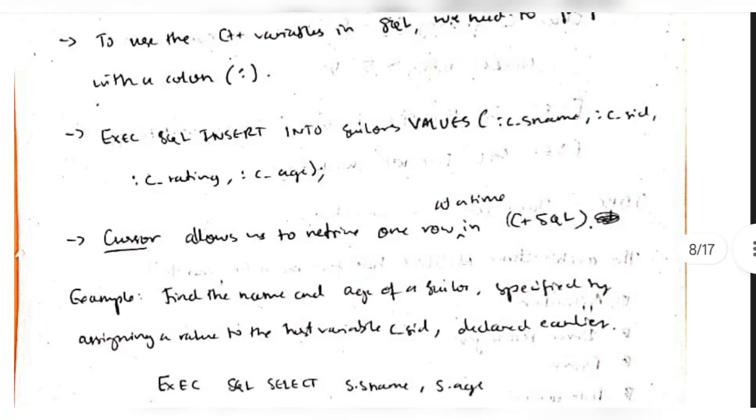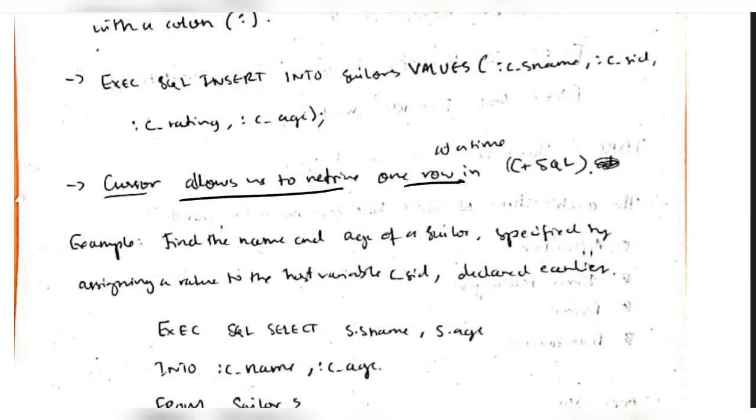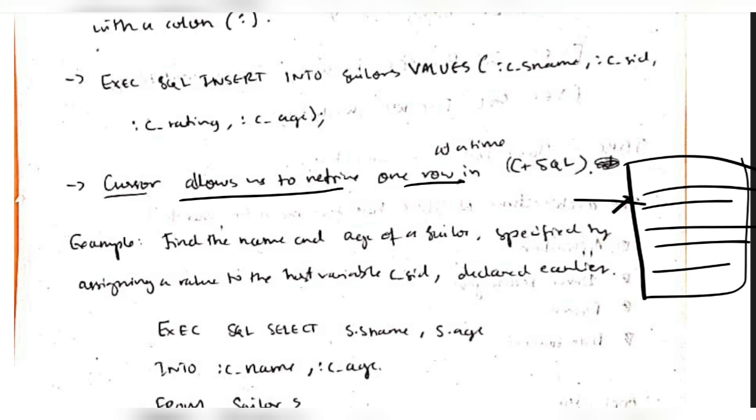And what is a cursor? It allows us to retrieve one row at a time. Suppose there is a database here that has many rows. To retrieve one row at a time, I'll be using a cursor. It points to one row, outputs whatever data is present in that row, and after that it goes to the next row.